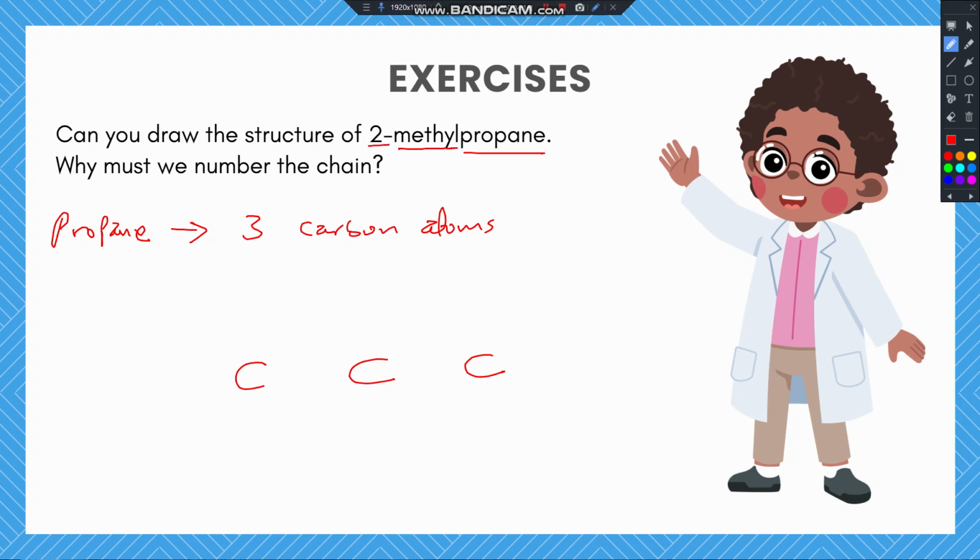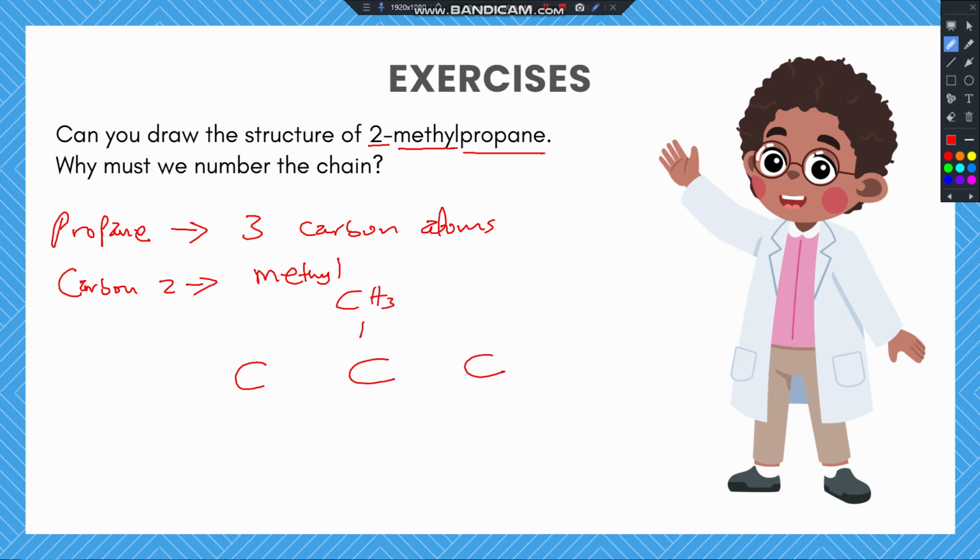2-methylpropane is telling us that on carbon number 2, there is a substituent or there is a branch, and this time it is called methyl. So let's identify carbon number 2. This is carbon number 2. So it means it will have a branch which is methyl, and methyl is written as CH3. So can you see how the branch was identified? Let me draw it one more time. CH3.